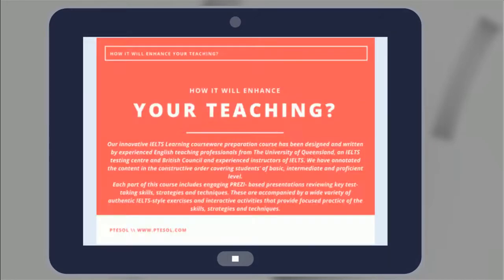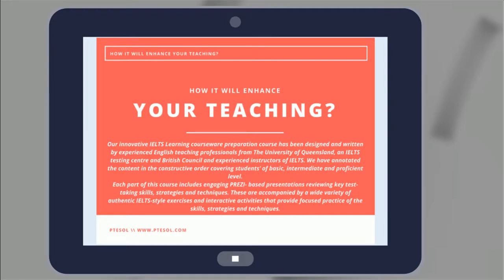Our innovative IELTS Learning Courseware preparation course has been designed and written by experienced English teaching professionals from the University of Queensland, an IELTS testing centre and British Council, and experienced instructors of IELTS. We have annotated the content in the constructive order covering students of basic, intermediate and proficient level.